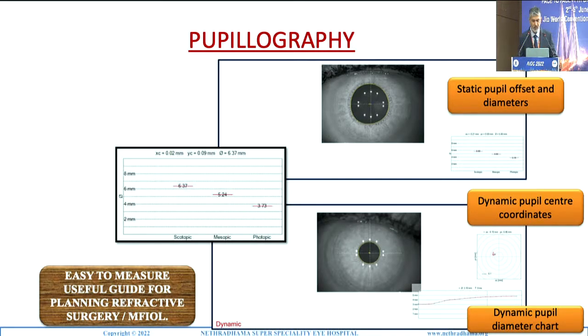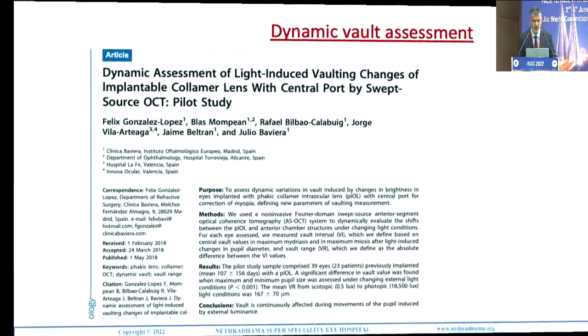It also has pupillography, which gives you the static and dynamic pupils. You can have the scotopic, mesopic, and photopic pupils. It gives you the measurements. It also gives you dynamic pupil center. So sometimes you can have what is known as a centroid shift. As the pupil dilates, the center of the pupil shifts. This is important if you are using an eye tracker which centers on the pupil for doing your ablations, and you can study that with this.